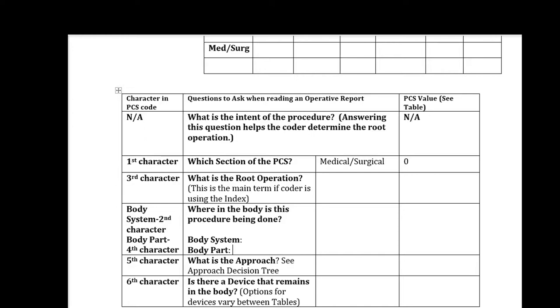The first character is which section of the PCS codebook are we using, and in the first part of this semester you're only going to be using the medical and surgical section of the PCS codebook, so your first character is going to be 0.